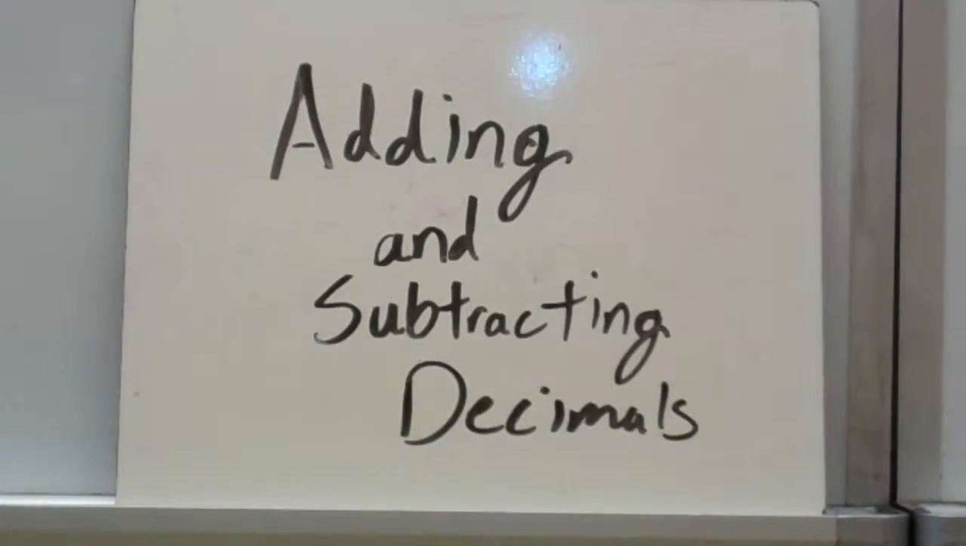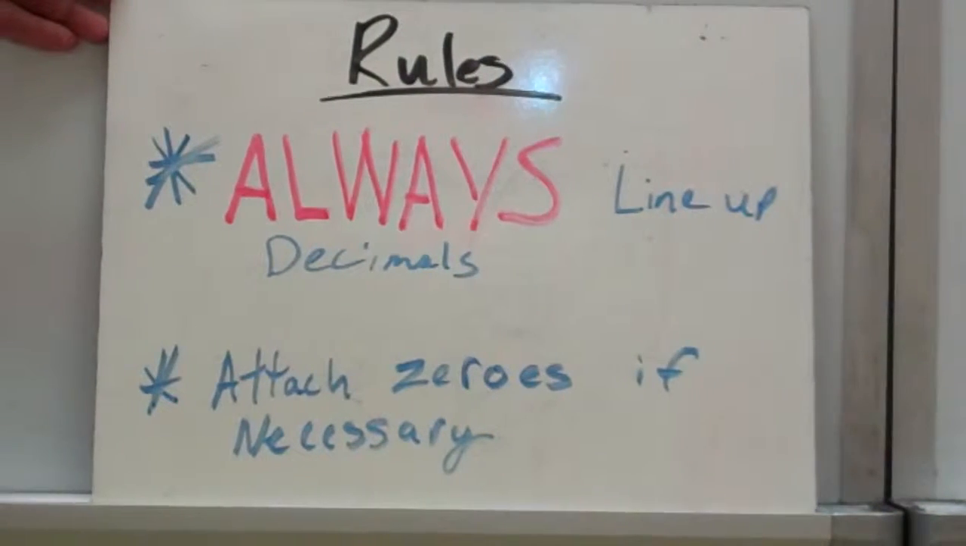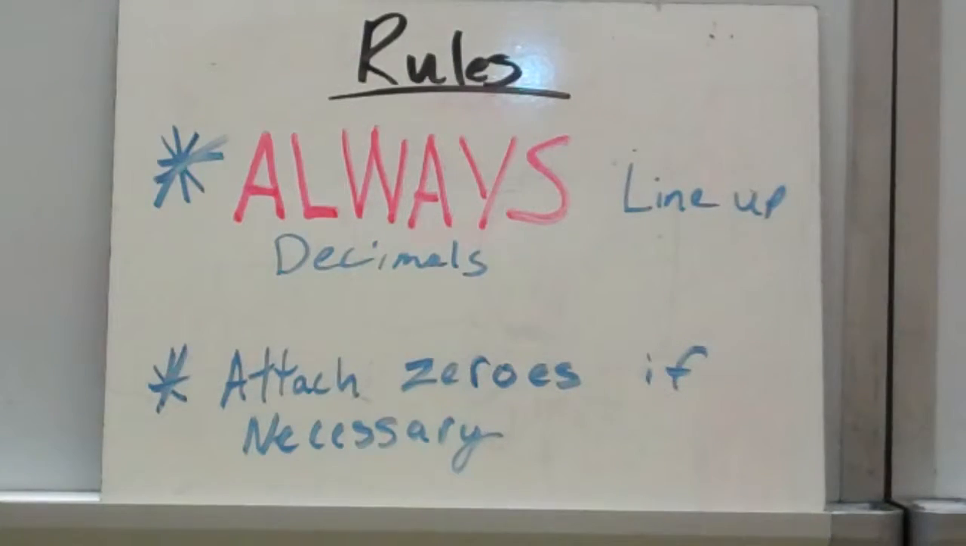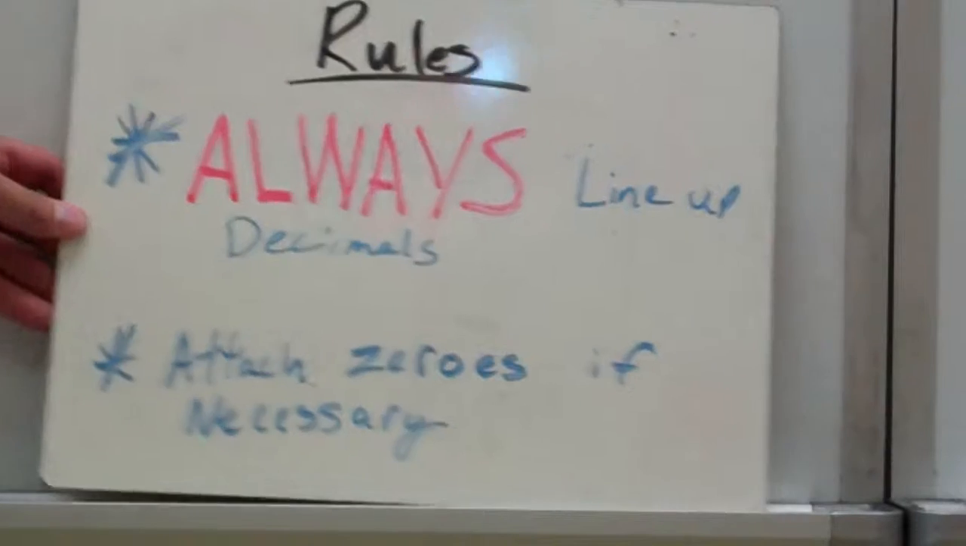Alright guys, today we're going to talk about adding and subtracting decimal numbers. So before we start, there are two things that we need to remember. Number one is to always line up the decimals. Okay, always line up those decimal points when we are either adding or subtracting. And if we need to, we can attach zeros to numbers to help us solve our problems correctly. So let's look at some examples here.